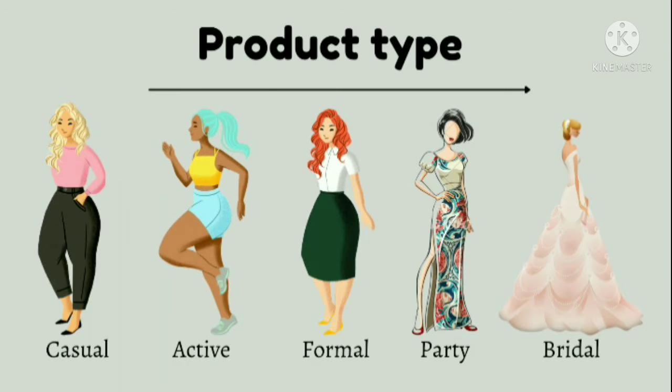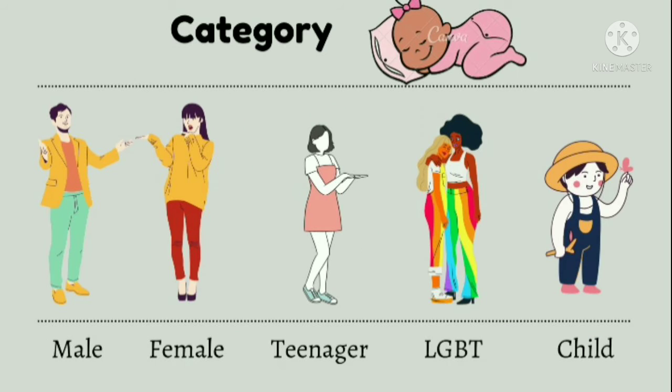Product type: what kind of product are you going to make? Like in designing, casual wear, active wear, formal wear, party wear, bridal wear. Category: male, female, teenager, LGBT, child, etc.